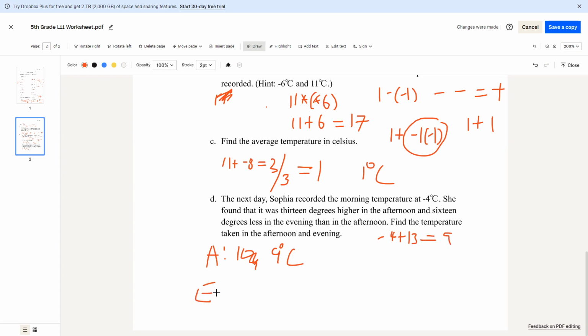And in the evening, it was 16 degrees less. How should I go about explaining this? It was 16 degrees less than in the afternoon. In the afternoon, it was 9. All you need to do is 16 minus 9. The answer to that question is, or no, it will be 9 minus 16. Always get your signs right. The answer to the question will be negative 7. So that means in the evening, it was negative 7 degrees Celsius.